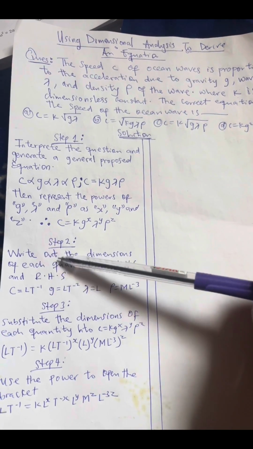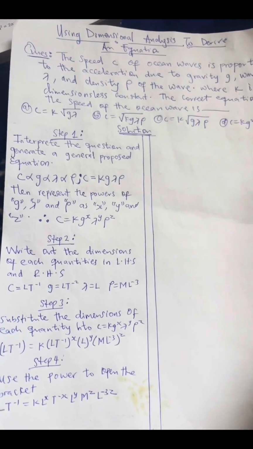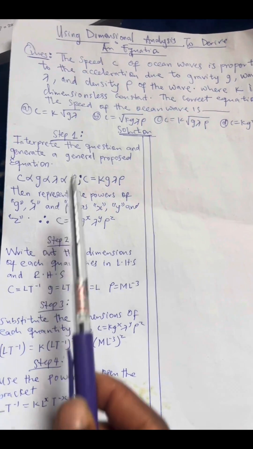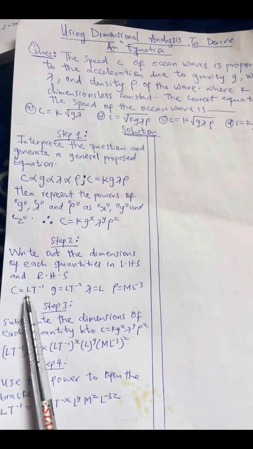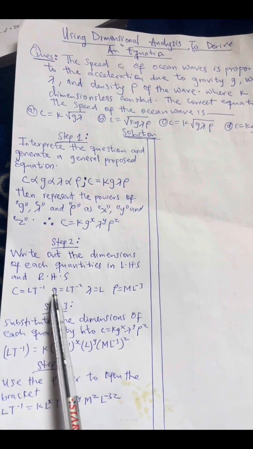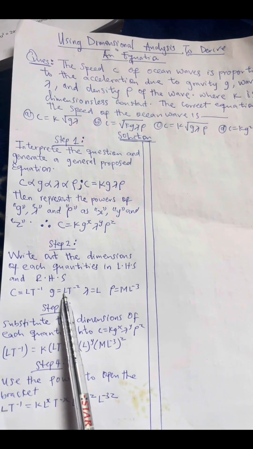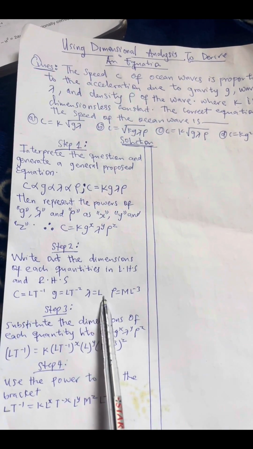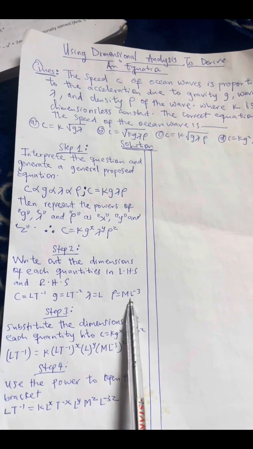Step 2, write out the dimensions of each quantity in the left-hand side and right-hand side. So in the left-hand side here, we have our c. This c is representing the speed. So the dimension for speed is what? LT minus 1. The g represents the acceleration due to gravity. The dimension for acceleration is LT raised to power minus 2. The lambda represents the wavelength, and the dimension for length is L. And this will represent the density, and the dimension for density is what? ML raised to power minus 3.